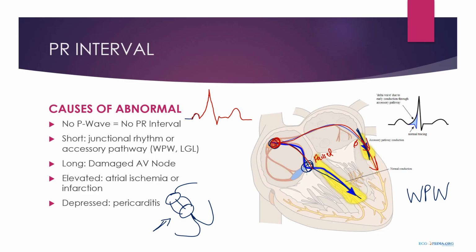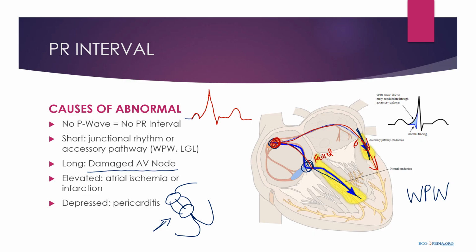a PR interval that's longer than 0.20 seconds occurs when you have a heart block, or an AV block, which you guys have already learned about. So in your first degree heart block, for example, damage to the AV node is going to cause prolongation, okay, of the PR interval.